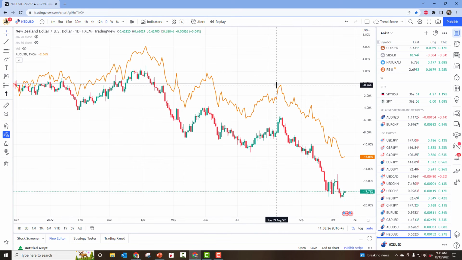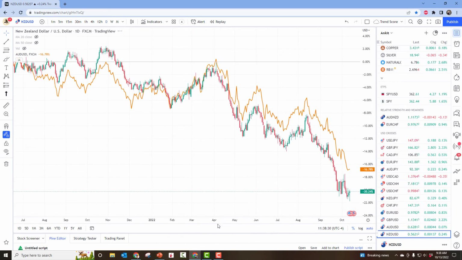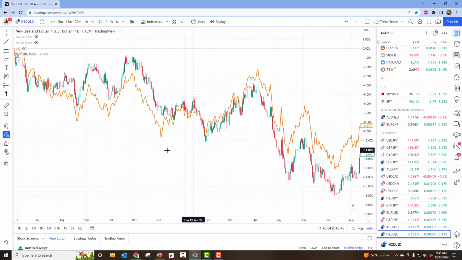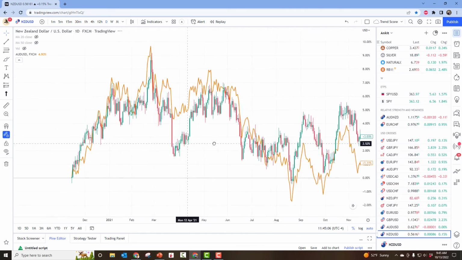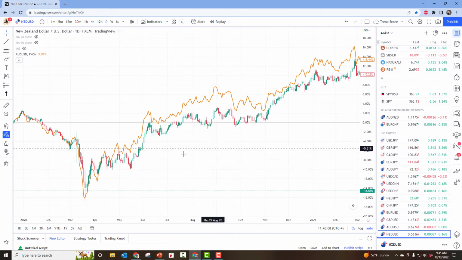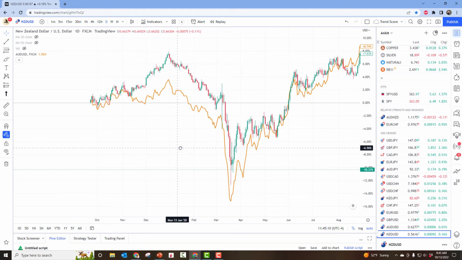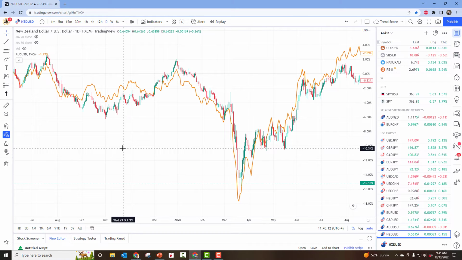You can see when one goes up, the other goes up. When one comes down, the other comes down. They're very highly correlated. If we go back in time, you can see that the Aussie dollar and Kiwi pretty much follow the same path. This is why we say they're 80 to 90% positively correlated. So just know that when you're trading the Kiwi, you're also trading the Aussie, and vice versa. They're very, very highly correlated pairs.